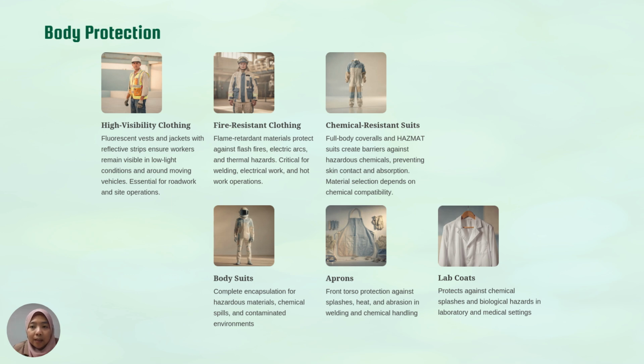Body protection includes lab coats, chemical-resistant suits, fire-resistant clothing, high visibility vests, aprons, and full body suits. They can protect against chemicals, heat, splashes, and visibility risks. Body protection extends beyond simple coverage and must be appropriate for the hazard, comfortable enough for extended wear, and compatible with other required PPE.